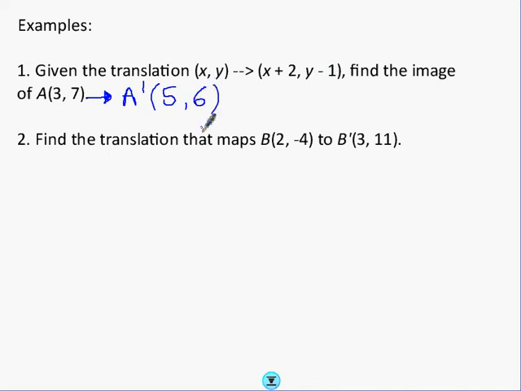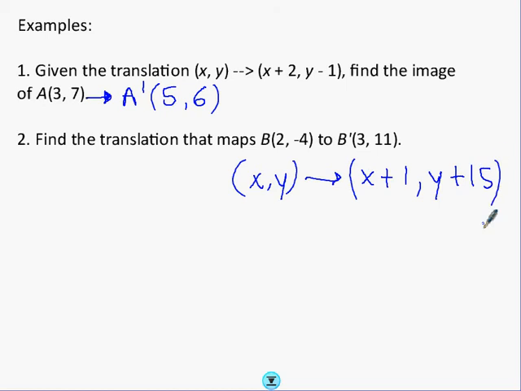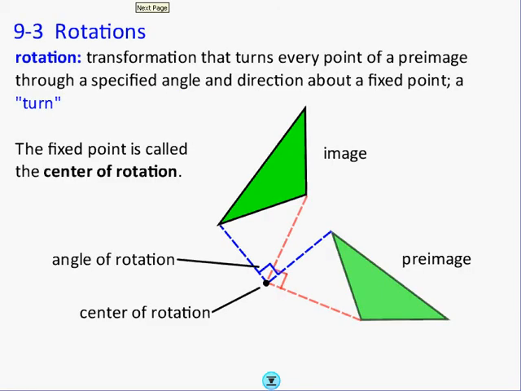Find the translation that maps B to B prime. Okay, well, I'm going to start with an xy. It's going to get mapped to, what do I do to x? Well, to get from 2 to 3, I have to add 1. What do I do to y? To get from negative 4 to positive 11, I have to add 15. Again, translations are easy.